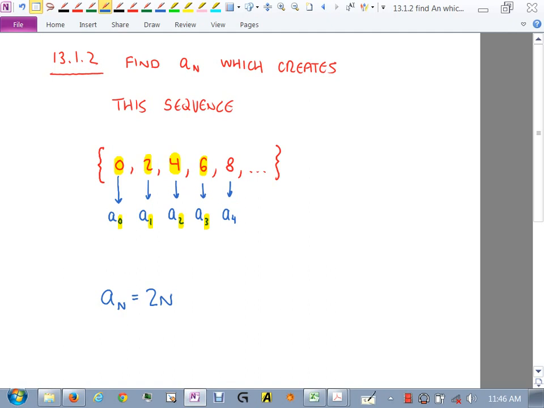Do you agree? What happens if I plug in 0? A sub 0 is 2 times 0. 2 times 0 is 0. A sub 1 would be 2 times 1, and that would give you 2. A sub 2 would be 2 times 2, and that would give you 4. Do you see this? So, you said the other formula was 2n squared. Yes. So we can play with it, change it around, because now it's n.